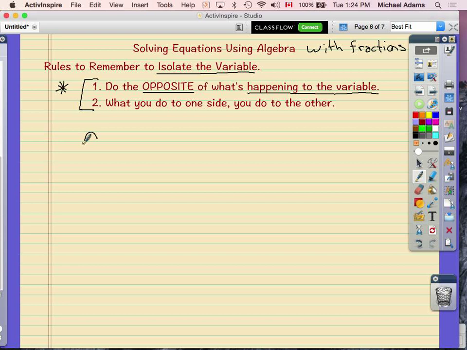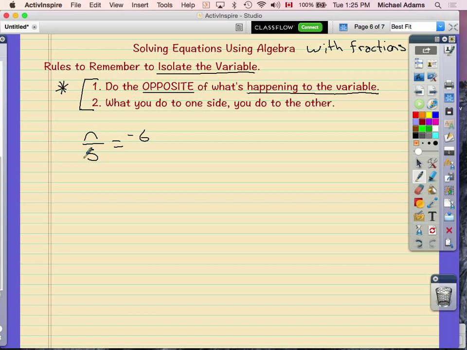So let's say, for example, my equation is n over 5 is equal to negative 6. So my variable is in this fraction form. And I need to understand that a fraction is the same thing as division. So what's happening here is that n is being divided by 5.